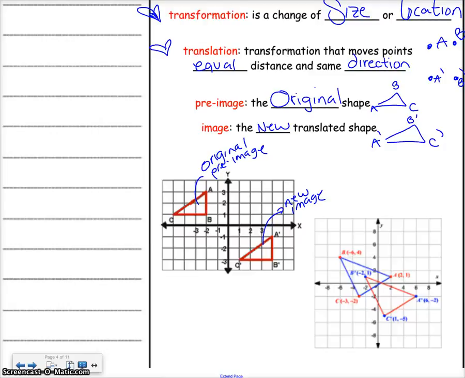Okay, looking at the next one, which one is the new one, the blue or the red? Red. The red one is the new one. This was the original. You can always tell because the new one has the prime symbol on top, which is the apostrophe. Okay? That's it for that part.